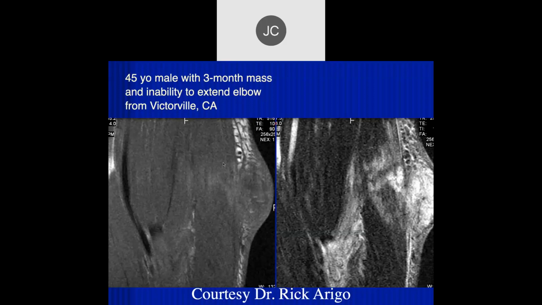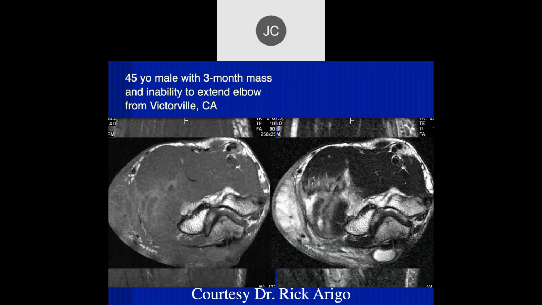All right. 45-year-old male, 3-month mass, unable to extend. So there is a focal soft tissue prominence there in the subcutaneous tissues with edema. Again, looks largely confined to the subcutaneous tissue. There's some extension into the fascia there too. Maybe the muscles as well. Yeah.